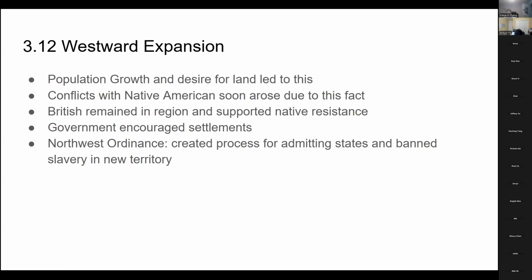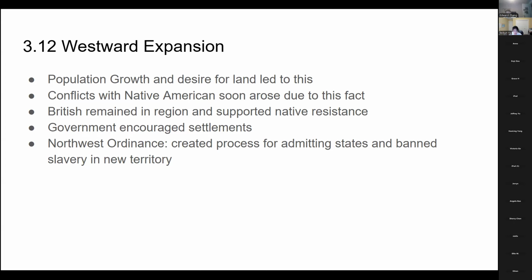And the British remained in this region around this time, right? They still controlled modern day Canada. And they supported the native resistance against the Americans. And the government encouraged these new settlements. They wanted to expand west.